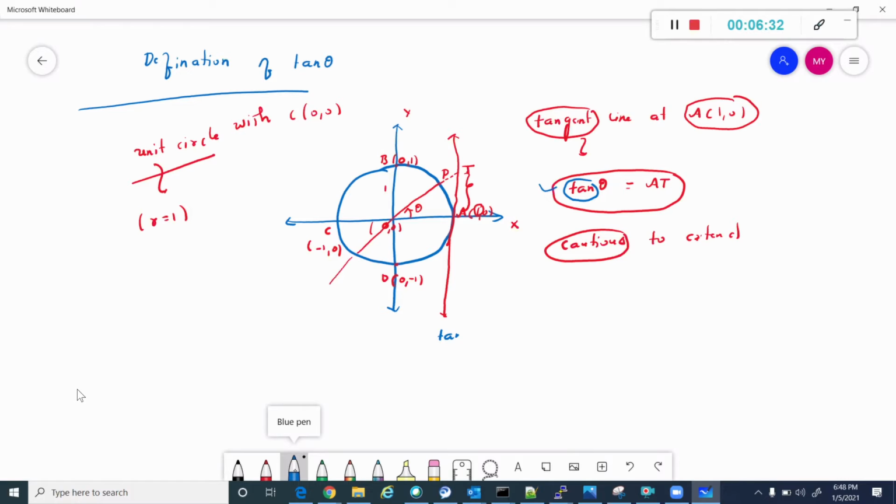Now consider the point P. What are the coordinates of P? Cos theta, sin theta. This distance from P is your cos theta, and this distance is sin theta. So the coordinates are cos theta, comma sin theta. This is your sin theta, and this is your cos theta. So that is a rectangle, right?